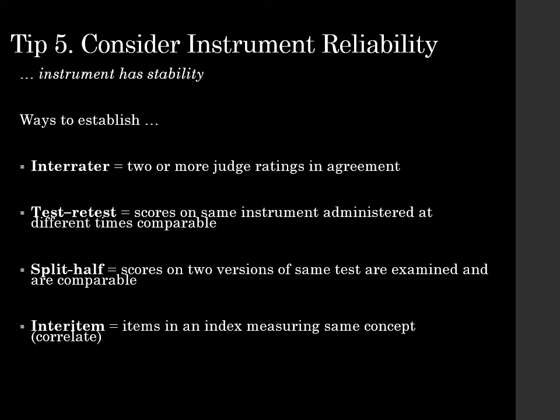The test-retest. So the scores on the same instrument administered at different times are comparable. So we have 2 different times we've used it, and the results are similar. The split half reliability. Scores on 2 versions of the same test are examined and are comparable. So we split the test in half and give it to 2 different people, or 2 different groups. Inter-item reliability. Items in an index measuring the same concept produce the same results.